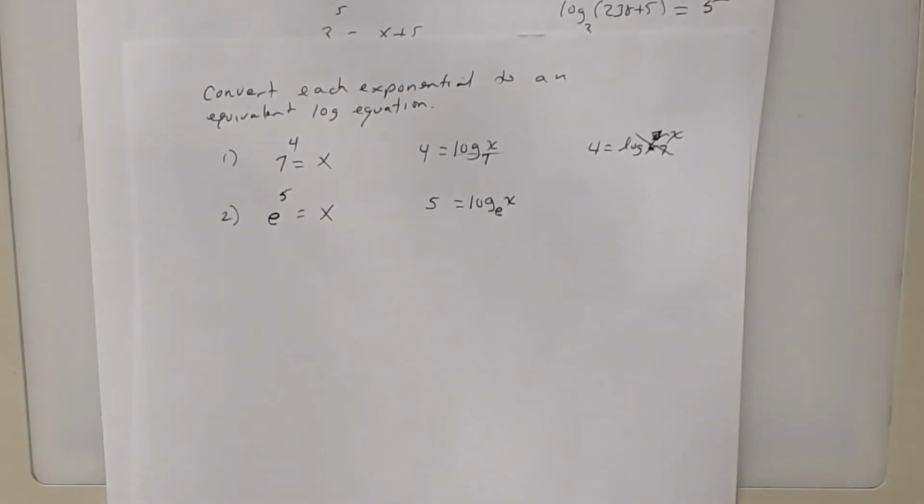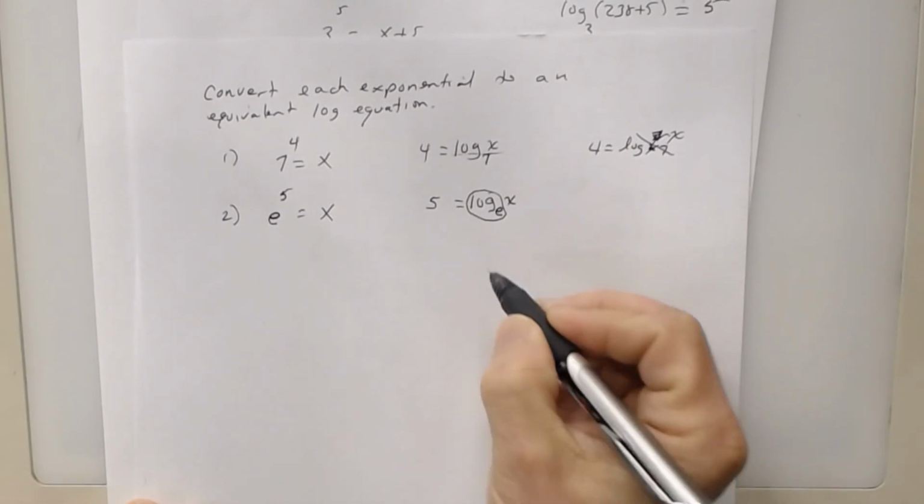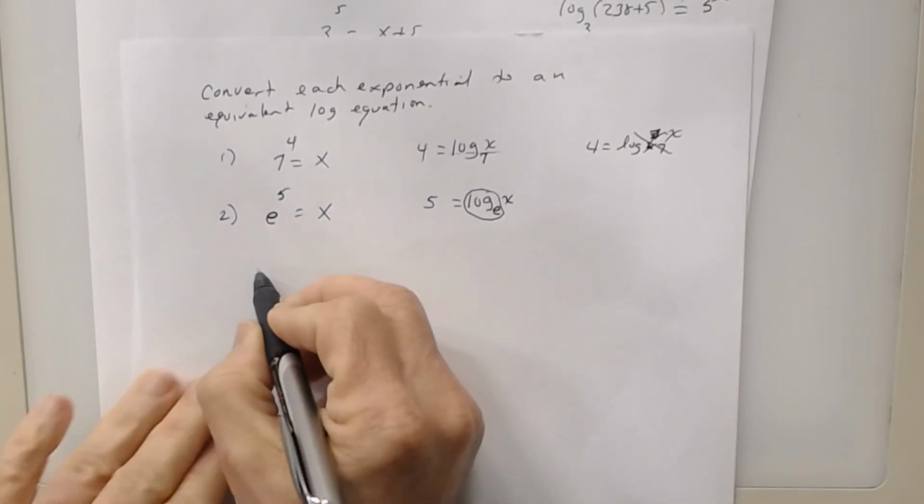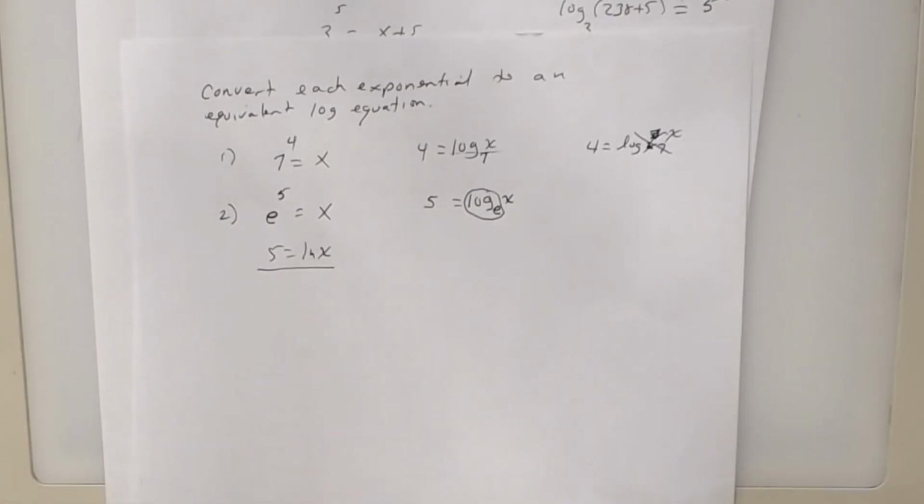All right, now, don't leave your answer like this, though, because you know that if the base is e, then we can rewrite the log base e using what notation? ln. All right, ln. So your answer is just going to be 5 equals the natural log of what? X. That's the answer you write.